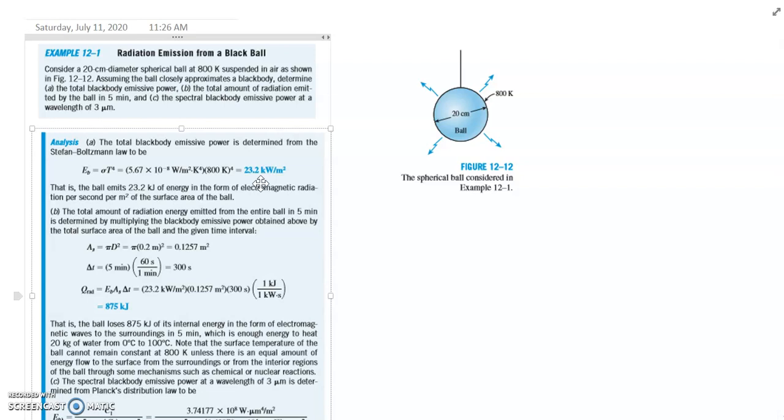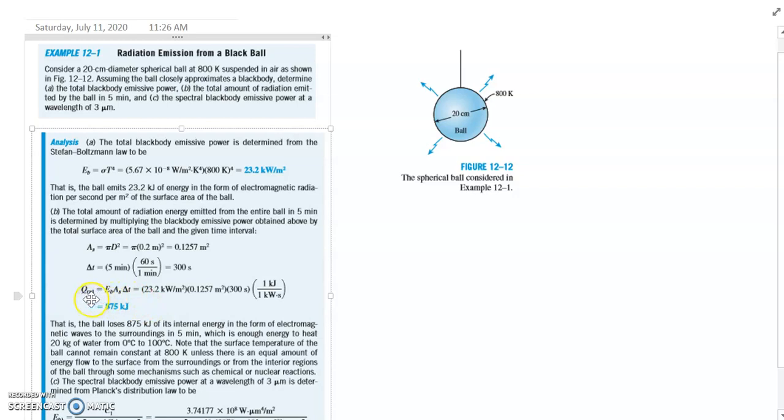So in part B, the question specifically asks you the amount of radiation emitted by the ball in 5 minutes. So you need to use the answer from part A and multiply it with surface area and time. The surface area of a sphere is equal to pi d squared. And you need to convert your time to seconds, because in this equation you have watt. Watt is joule per second, so you need to cancel that out. You need to make sure your time is also in seconds.